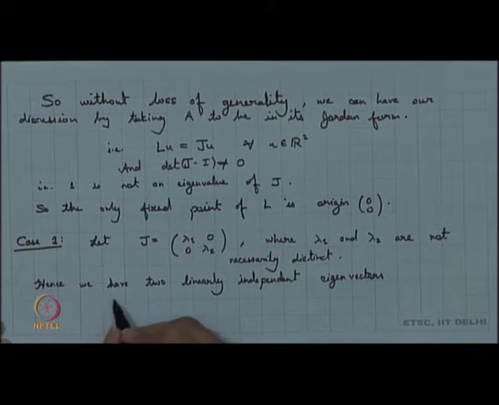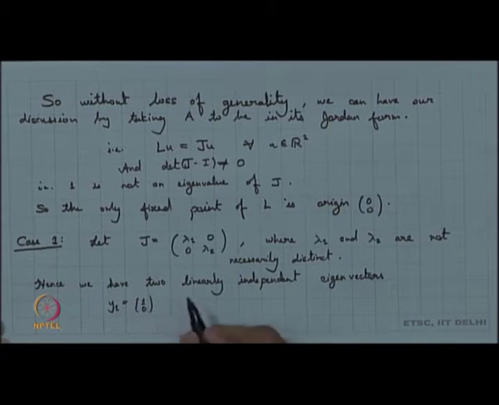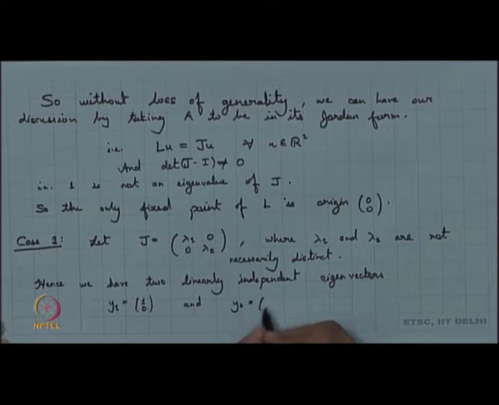Let us name these eigenvectors. This I am calling y1, which is my (1, 0). This is an eigenvector for lambda 1, and we have y2, (0, 1), which is an eigenvector for lambda 2. So, we have these two linearly independent eigenvectors y1 and y2.